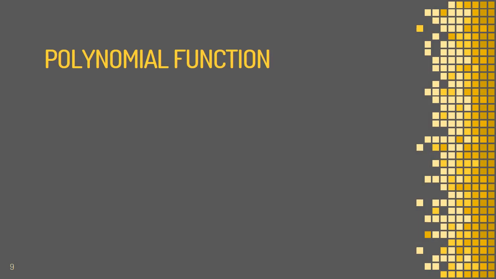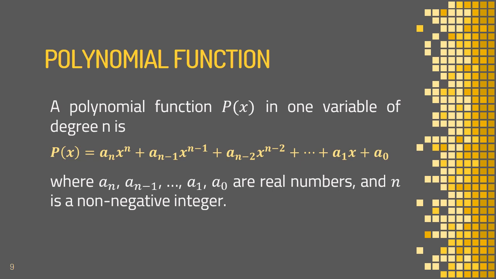While for a polynomial function in one variable, specifically p of x, it is denoted as p of x is equal to a sub n times x raised to n plus a sub n minus 1 times x raised to n minus 1 plus a sub n minus 2 times x raised to n minus 2 plus up to a sub 1 x plus a sub 0, wherein again a sub n minus 1 up to a sub 0 are real numbers and n is a non-negative integer.